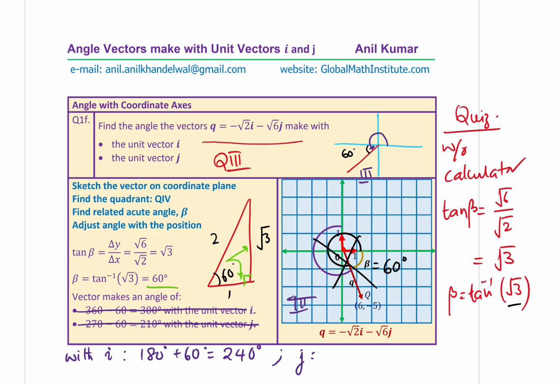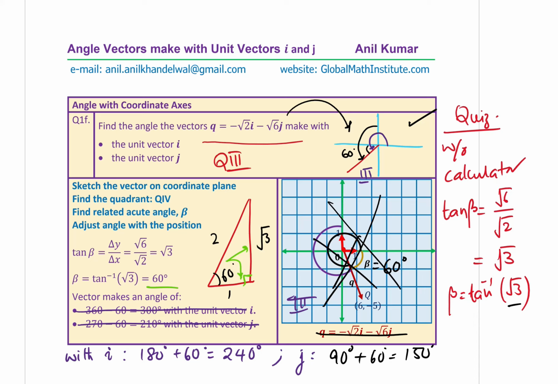And with j, the angle will be from here, right? Let me use a different ink. Right, which is 90 plus 60 degrees, which is 150 degrees, as shown in this diagram. Perfect. So I hope that makes sense. We had a wrong diagram here. So you can see the sketch really helps. Draw a correct sketch and then get to the solution as we have done here.